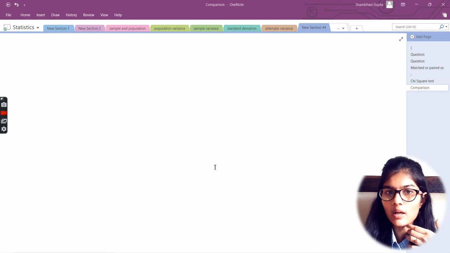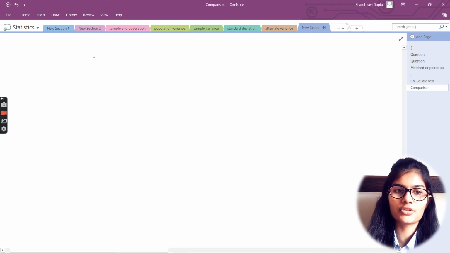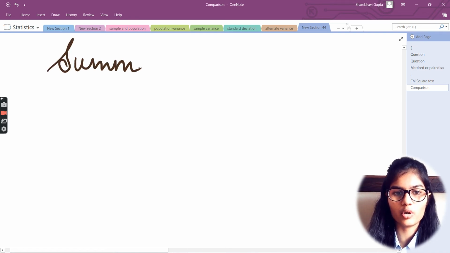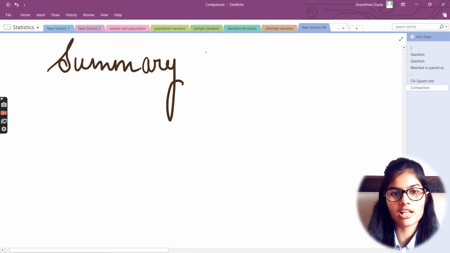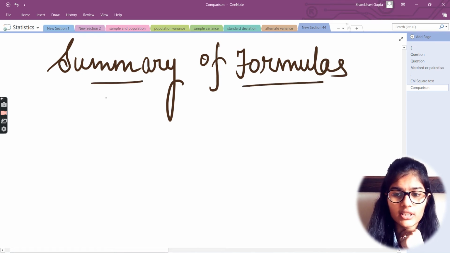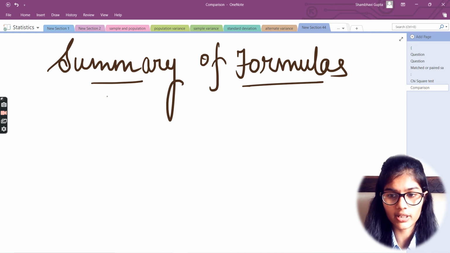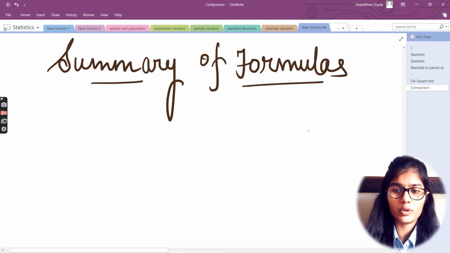So now I'll be discussing the summary of all the formulas which we had seen in this particular topic, that was the chi-square distribution, right? So here we go with the summary of all the formulas. This is what we are going to study today, a quick summary of the formulas, so that at the time of revision, these quick summaries help us a lot while dealing with the questions.